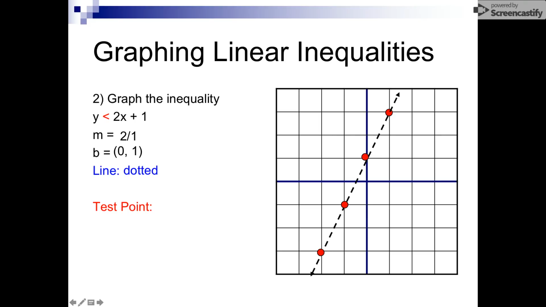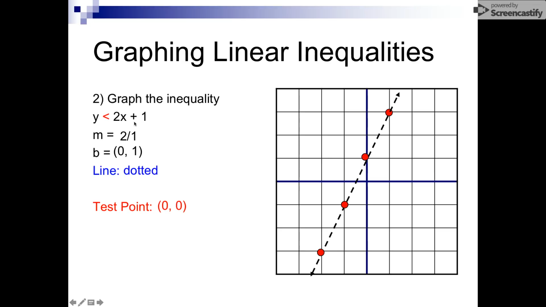And what test point are we going to select again? We are going to select, again, the origin. And the only time you cannot use the origin is when your line goes directly through it. That would be the only time that you can't use the origin, in which case you would need to pick another set of coordinates on this graph. So test point of 0, 0.